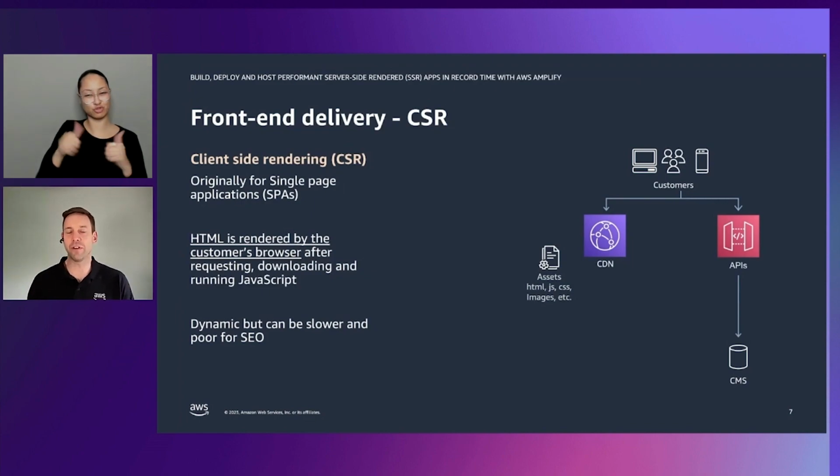As you can see on the diagram on the right of the screen here, very often you download all of the app and the code and you render it, and then you're making further calls to APIs to fill in the dynamic content. So that's one approach, popular approach.